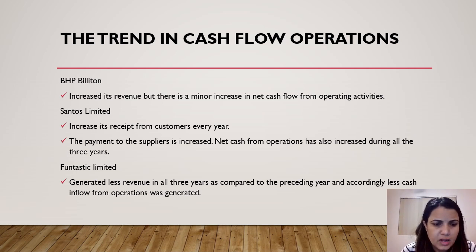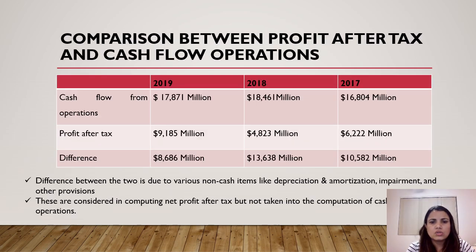Whereas Fantastic Limited generates less revenue in all 3 years as compared to the preceding year, and accordingly less cash inflow from operation was generated. So here I have made a table for the comparison between profit after tax and cash flow from operation. You can see on your screen cash flow from operation for the year 2019, for the year 2018, and for the year 2017.